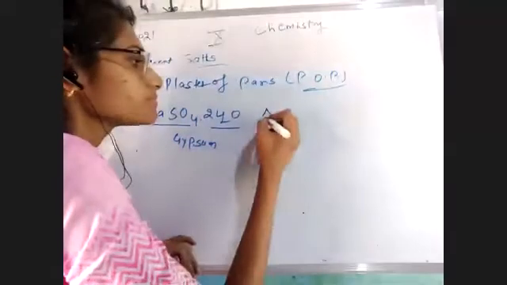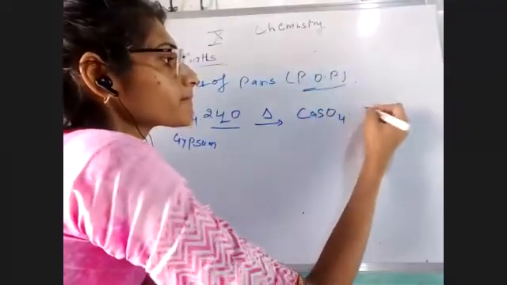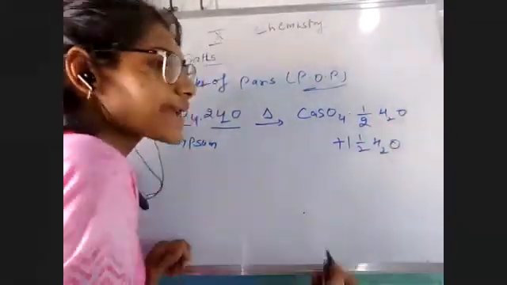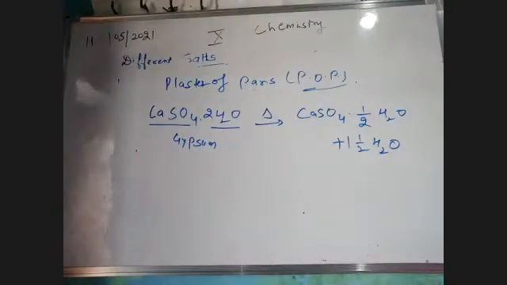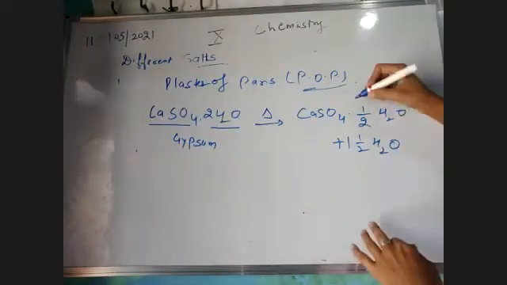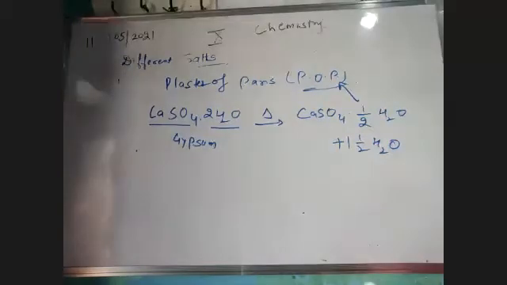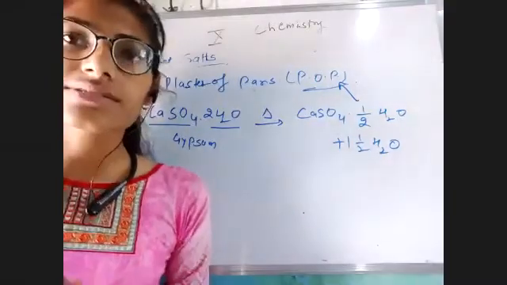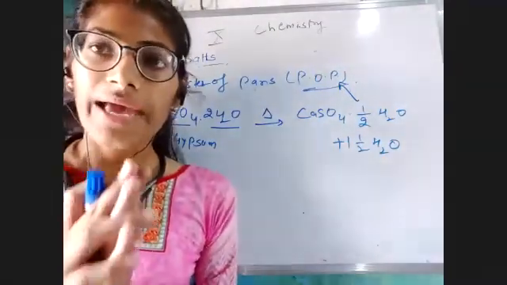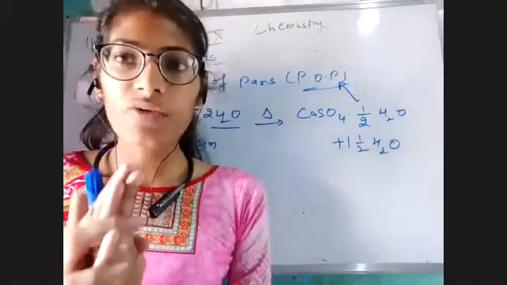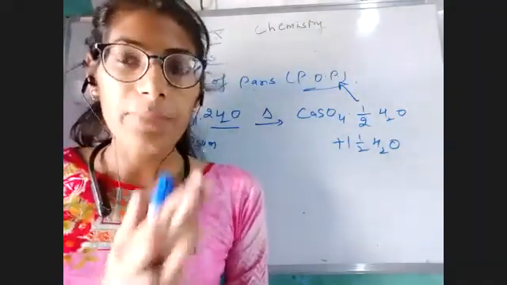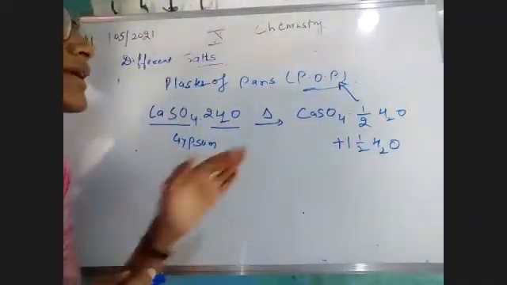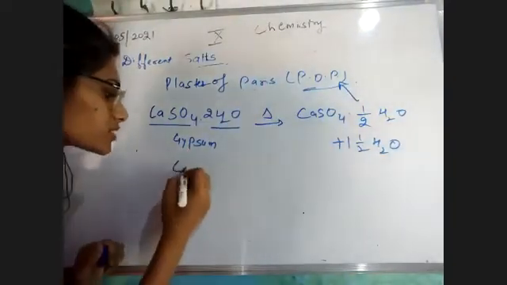what would happen? We would get calcium sulfate with half mole of water. This calcium sulfate with half mole of water is known as plaster of Paris. Am I clear, bachche? The calcium sulfate with half mole of water, this is known as plaster of Paris. And this is fixed: only if we are having half mole, we get the plaster of Paris. Otherwise, it is not plaster of Paris. So what would happen if we are just reversing back? That means I'm just adding some water.